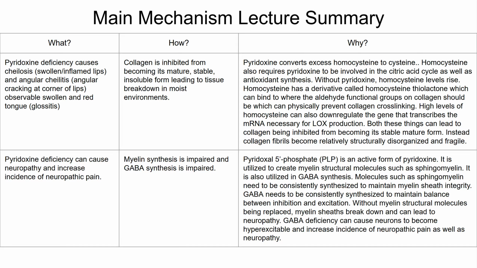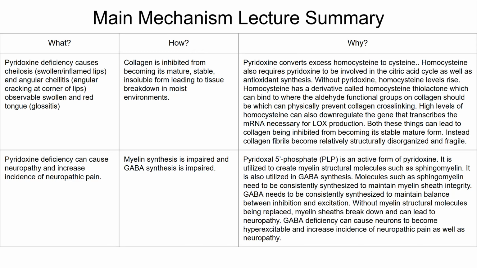The integumentary system is characterized by cheilosis and angular cheilitis due to collagen being inhibited from becoming its mature insoluble form. Pyridoxine is also required to allow homocysteine to become usable in the citric acid cycle. Homocysteine has a derivative called homocysteine thiolactone, which can bind to where the aldehyde functional groups on collagen should be, which can physically prevent cross linking.